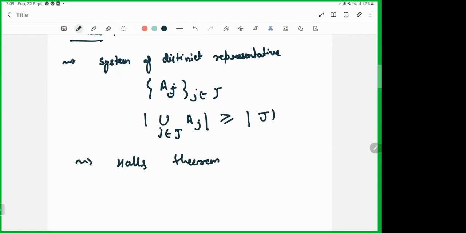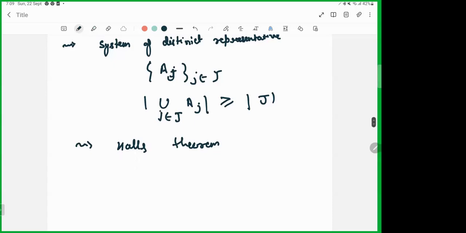So what is the statement of Hall's theorem? For a bipartite graph, we have a matching from X to Y if and only if the cardinality of the neighborhood of any subset of X is greater than or equal to the cardinality of the subset itself. Yes, that's correct. So this is Hall's theorem.